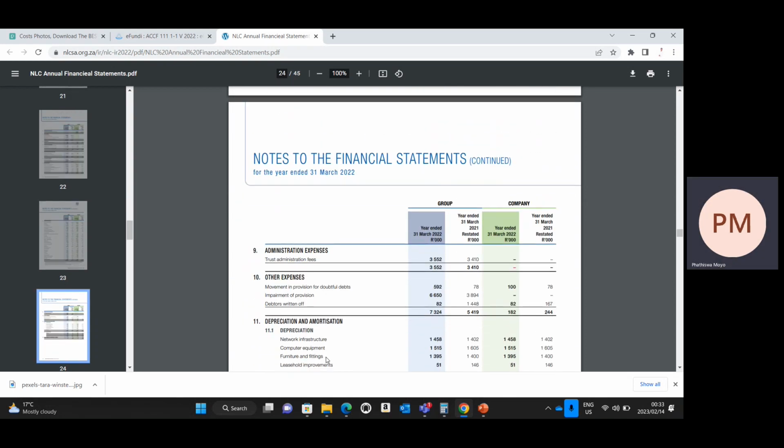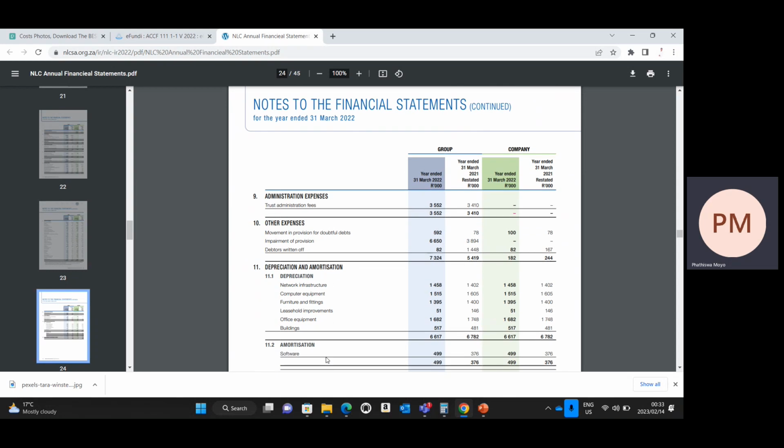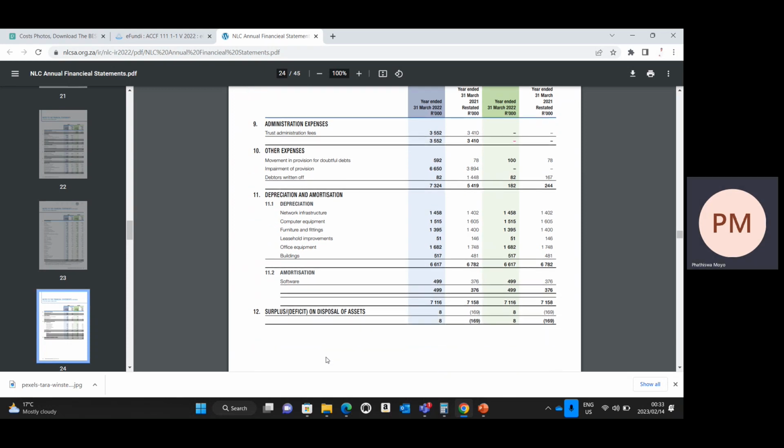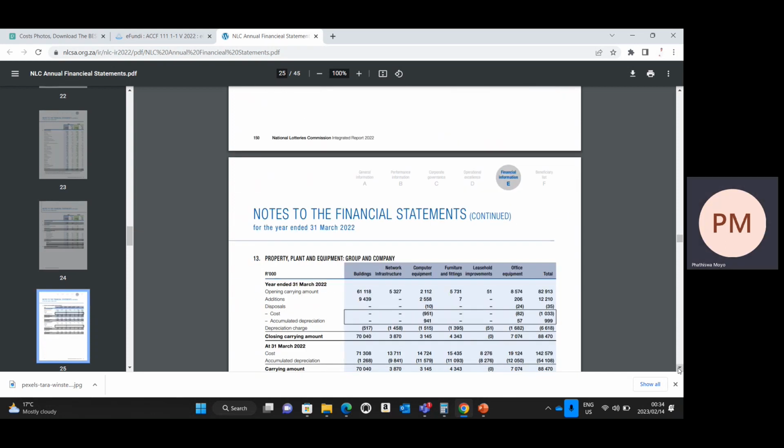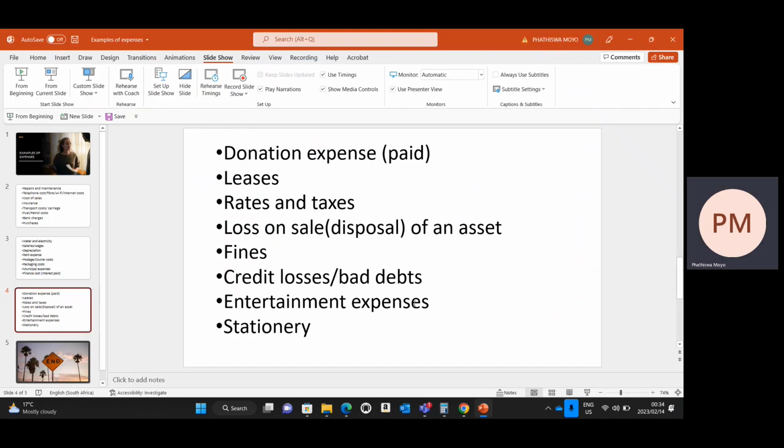Under administrative expenses there's trust administration fees, and other expenses is movement of provisional debts, impairment. Then they've got debtors written off. Also depreciation of the network infrastructure, computer equipment, pension fitting, leasehold improvements, amortization. They split this nicely.